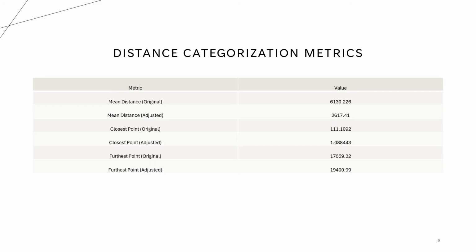That's very amazing. But again, something that's not so good is that the furthest point for adjusted is 19,000 kilometers. So you can see the variance is very big, and it's pretty scary.